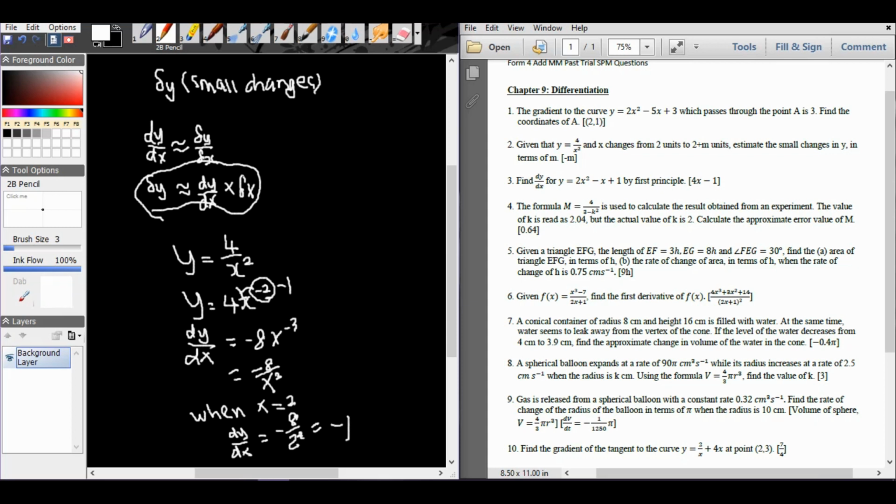Then we have to find the value of delta x, the small change in x. x changes from 2 to 2 plus m. So the change is 2 plus m minus 2, which is m. So delta y approximately equals, now I just write equal here, delta y equals dy dx, which is negative 1, times delta x, which is m. So the answer is negative m.